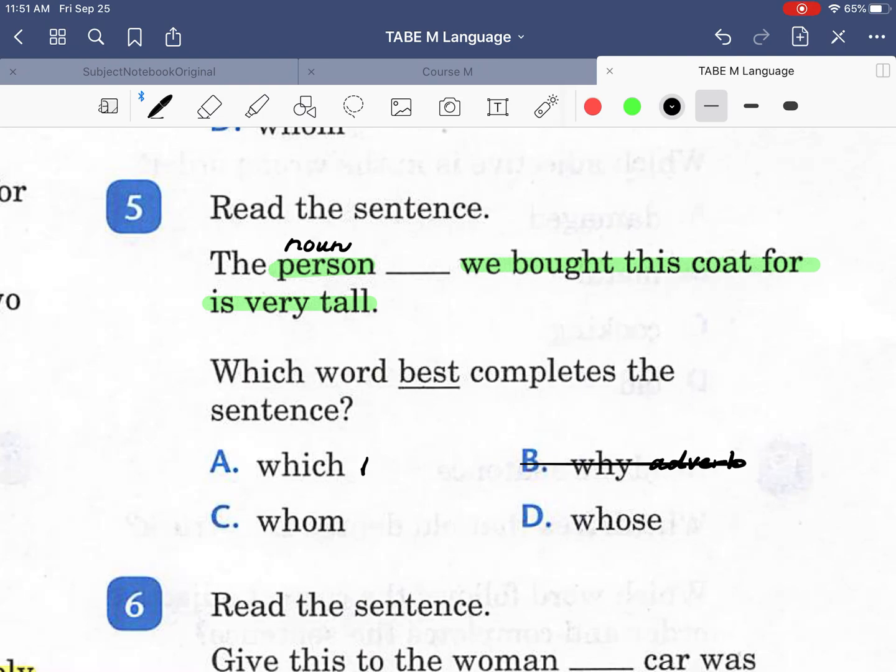Which refers to things. A person's not a thing. A person is a human being. So it's either whom or whose. Whose shows, man, this is a tough one. Whose is used as a possessive. It would be used in place of maybe a noun with an apostrophe. The one we're looking for is whom.